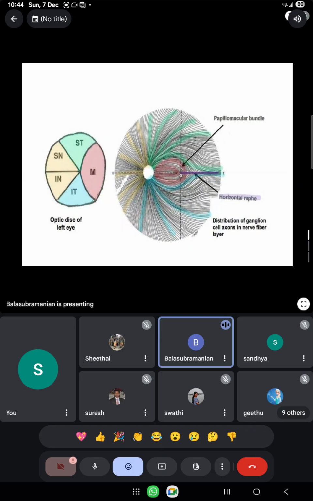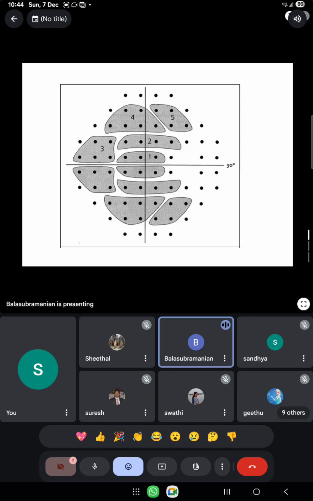And the papillomacular bundle will be confined to the center. And there is one horizontal line called the horizontal raphe. The fibers of the superior don't mix with that of the inferior. It is not jumbled. They go in a characteristic pattern. That is why a horizontal line is drawn in the previous picture, indicating that they are separated.